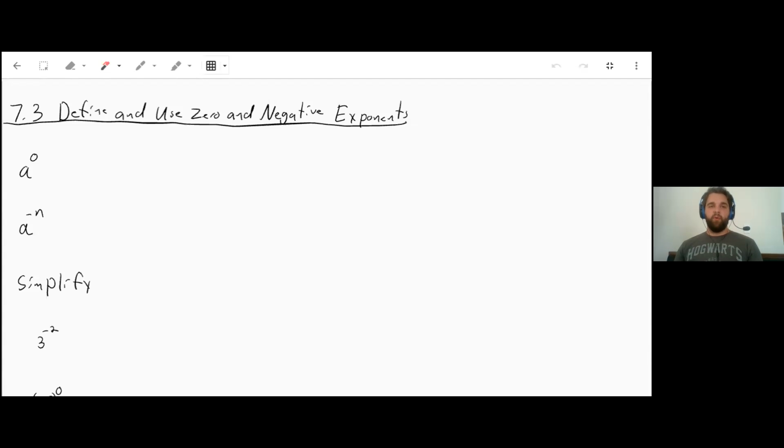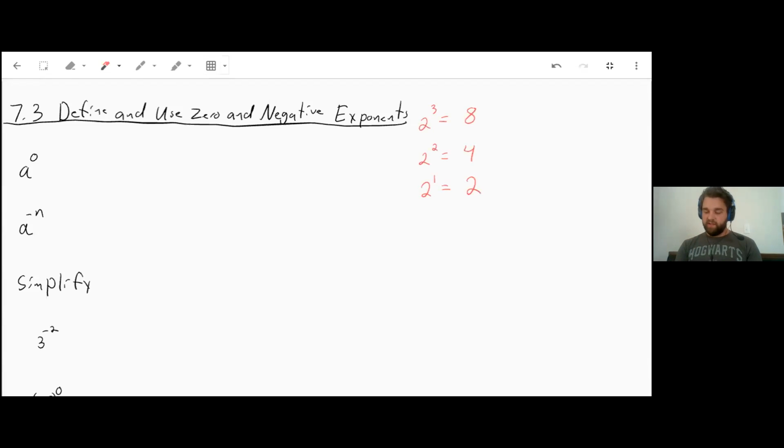Welcome to section 7.3, define and use zero and negative exponents. Now, one thing that we can think about as we are talking about powers. So let's say we've got 2 to the first, 2 squared, and 2 to the third. Just looking at patterns, 2 to the first we know is just 2, 2 squared is 4, and 2 to the third would be one more 2 multiplied in, so that's going to be an 8.